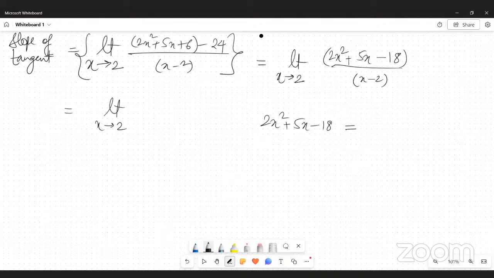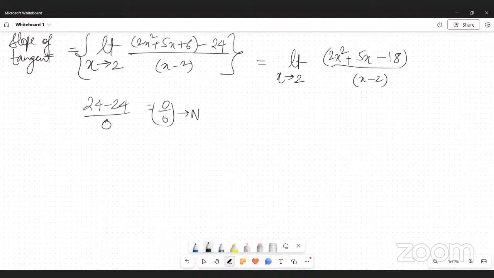If you substitute the value of x equal to 2 directly here, it would turn out to be 24 minus 24 divided by 0. That is 0 by 0, and it is not defined. We had learned that in the previous class. You can't do it directly, right? So we need to factorize it.